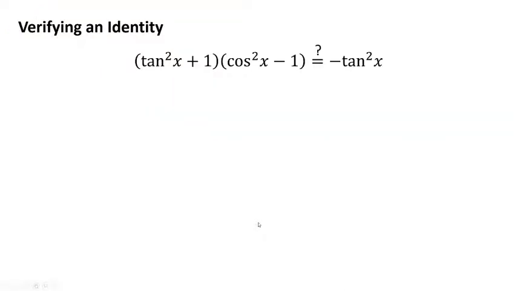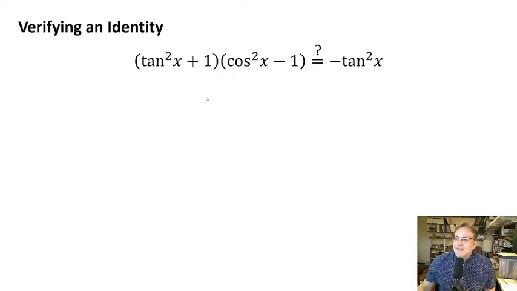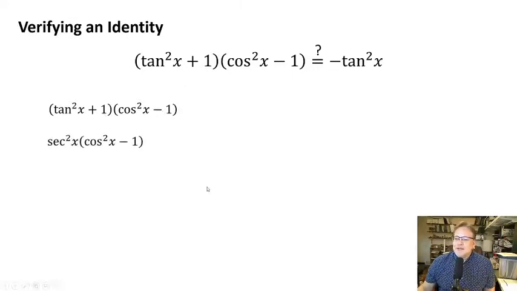Here's another example. We've got two things being multiplied together to give us, we think, negative tangent of x. So, just like before, I'm going to start on the left-hand side since it's more complex. I'm going to start with this: tangent squared x plus 1 times cosine squared x minus 1. Well, what are some things I can do with that? Well, tangent squared x plus 1, from one of our identities, is just secant squared x. And interestingly enough, secant squared and cosine squared, those two things are reciprocals of one another.